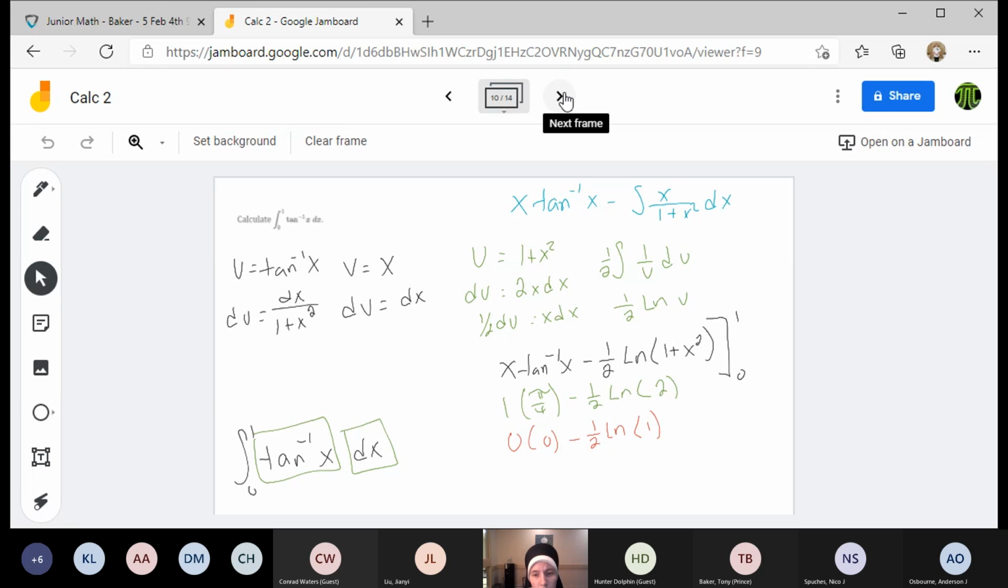The 1/2 ln of 1, ln of 1 actually is 0. So this problem comes out to be pi over 4 minus 1/2 ln of 2, which is my final answer. And when you're doing a definite integral, you don't have to put the plus c at the end, because you've actually done it out and got the exact answer.